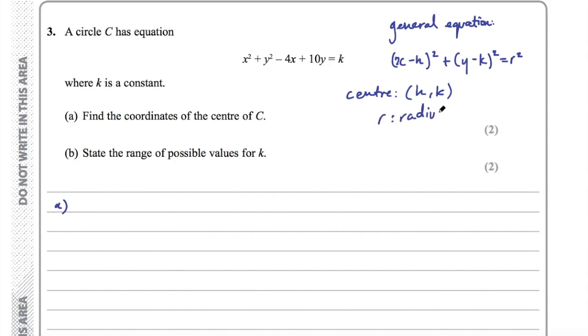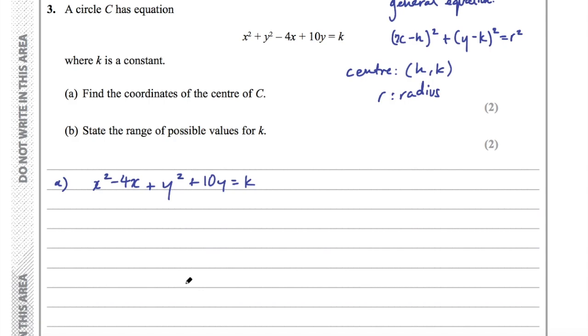So that's the general equation of a circle, and we need to work with this a little bit to get that in the form of x minus something all squared plus y minus something all squared equals the radius squared. So we need to do a bit of rearranging with this formula. So firstly, I'll group the variables together. So I've got x squared and minus 4x. And then I have plus y squared plus 10y equals k.